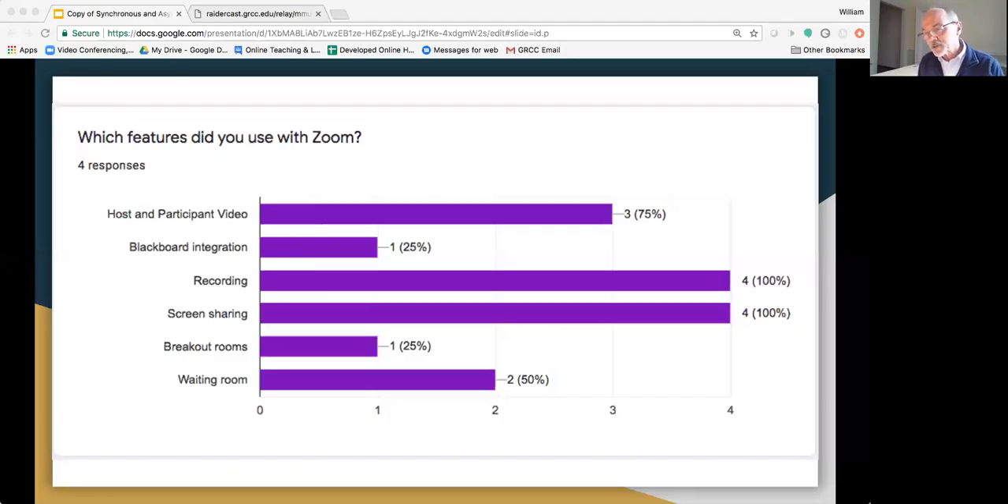It also mentioned that they use the waiting room. There were just about half of them using that. The waiting room is a nice feature if you use Zoom for office hours. If you're with a student and talking about that student's work, you'll be alerted that another student is waiting to meet with you, and you can message that student. Then when you're done with your current student, you can let the other student into the Zoom session. So it is kind of a nice feature.